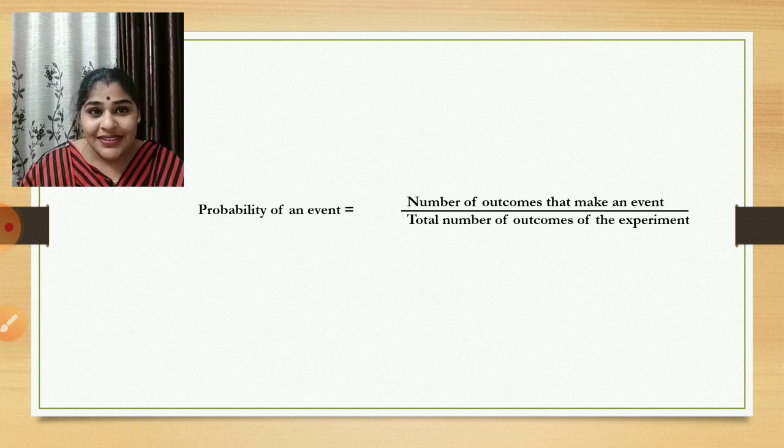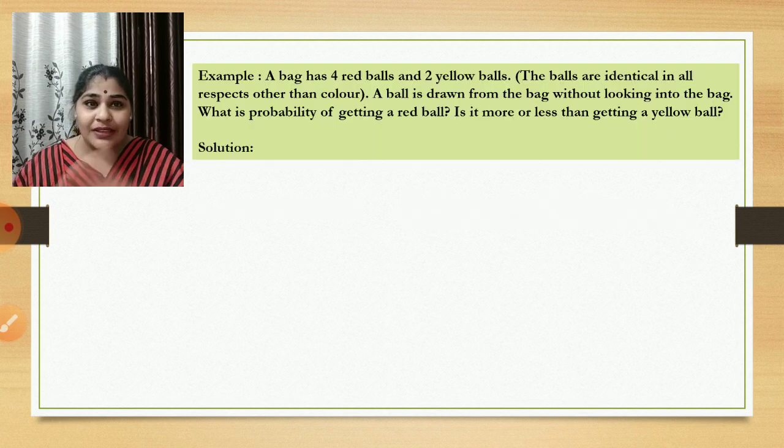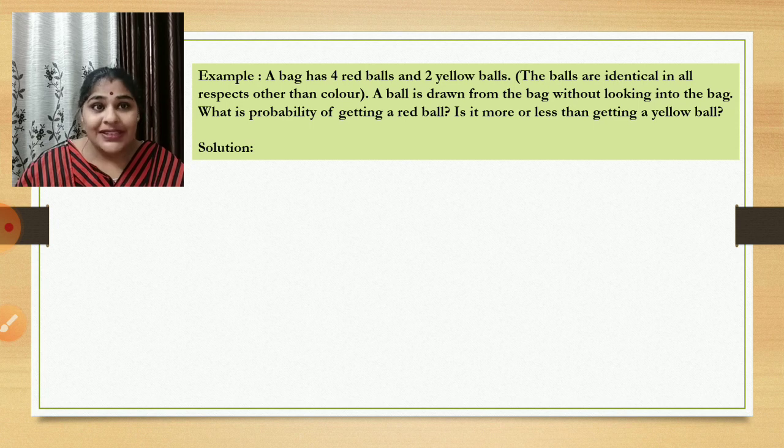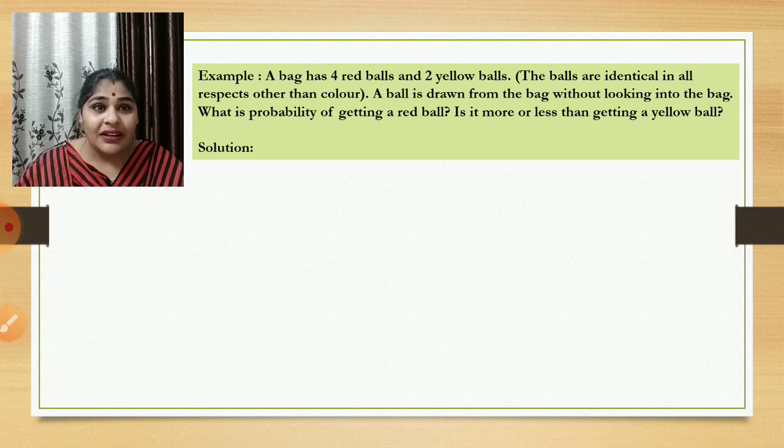Let us see what the probability and the chance are by solving a few examples from the exercise. Before that, one more example I'll take. A bag has 4 red balls and 2 yellow balls. The balls are identical in all respects other than color. A ball is drawn from the bag without looking into the bag. What is the probability of getting a red ball?